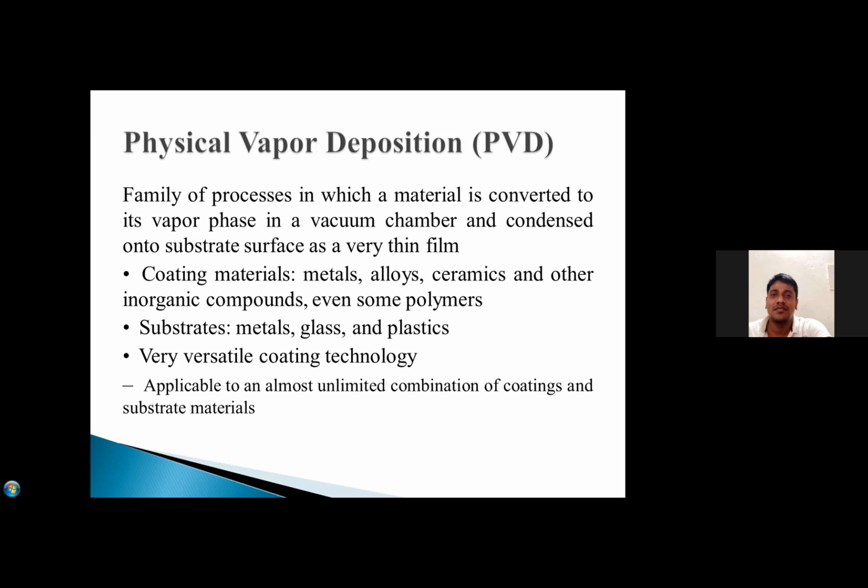Now I shall discuss different deposition processes. One is physical vapor deposition and another is chemical vapor deposition. Physical vapor deposition is a family of processes in which a material is converted to its vapor phase in a vacuum chamber and condensed onto the substrate surface as a very thin film. Generally, coating materials are metals, alloys, ceramics, and other inorganic compounds, even some polymers; substrates are metal, glass, and plastic. It is a very versatile coating technology.